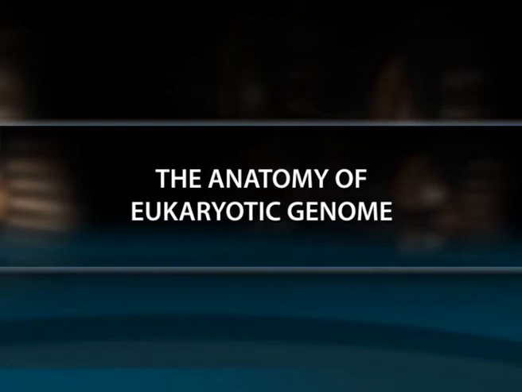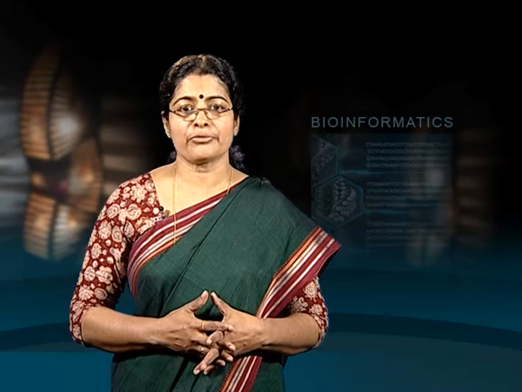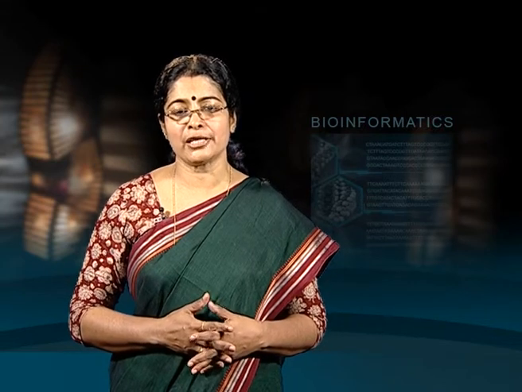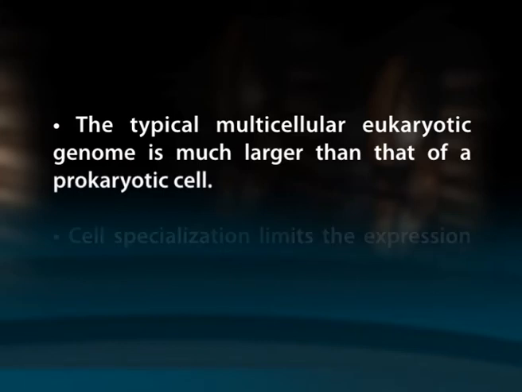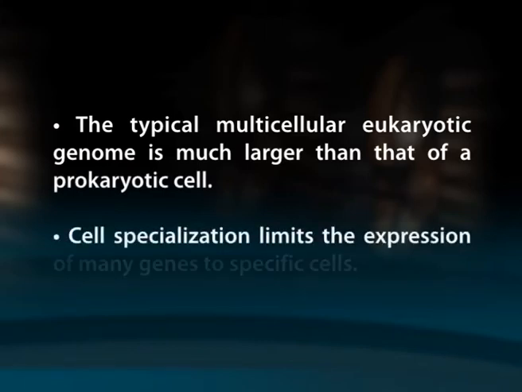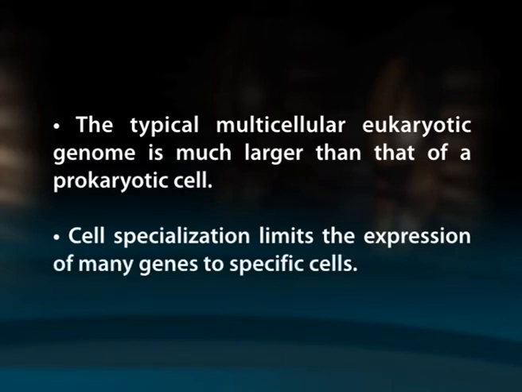The anatomy of eukaryotic genomes. Two features of eukaryotic genomes present a major information processing challenge. First, the typical multicellular eukaryotic genome is much larger than that of a prokaryotic cell. Second, cell specialization limits the expression of many genes to specific cells.